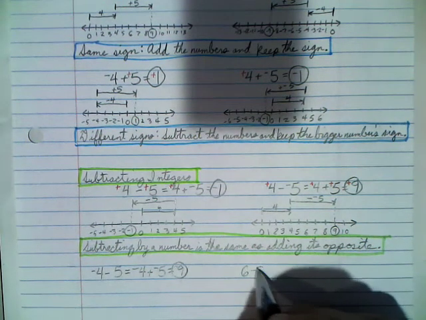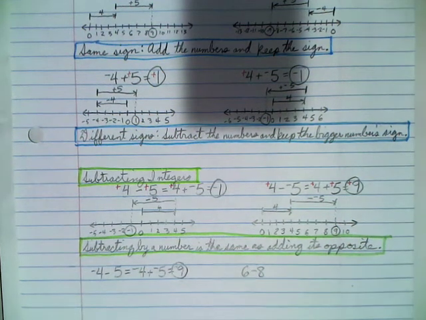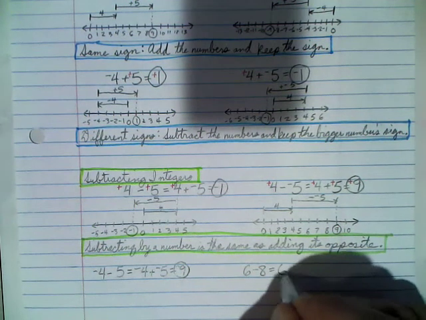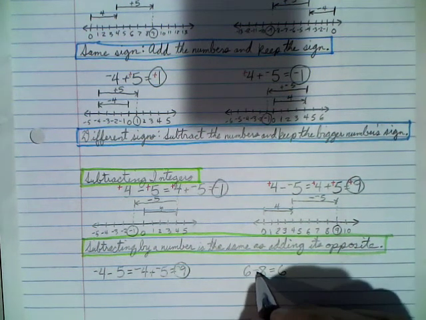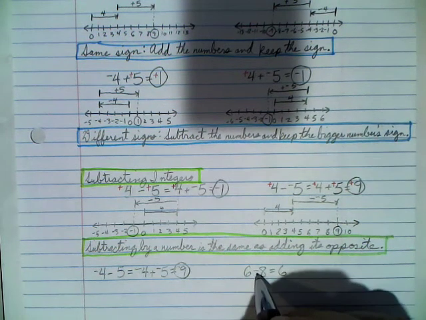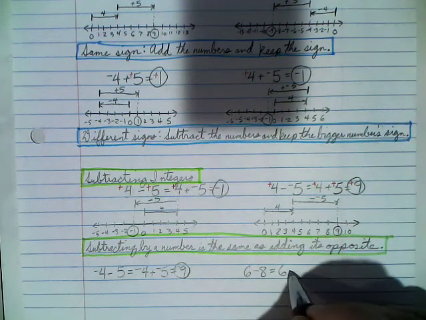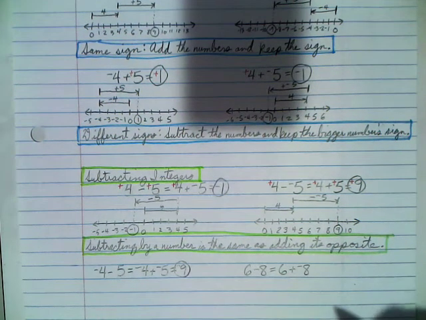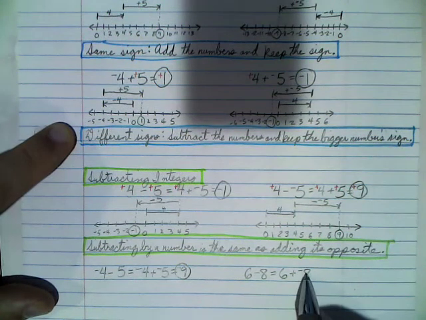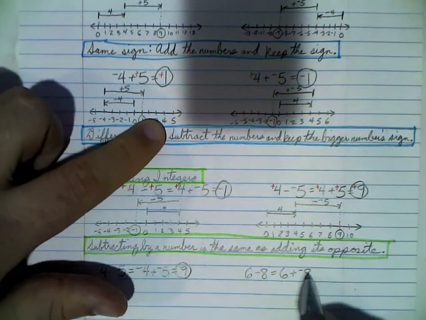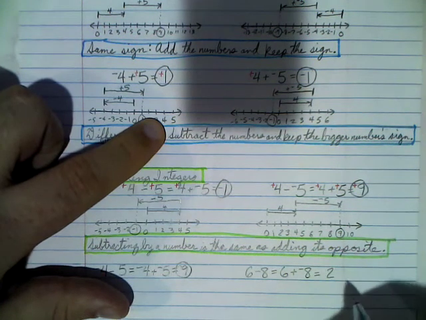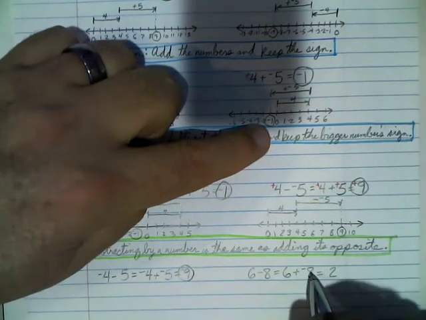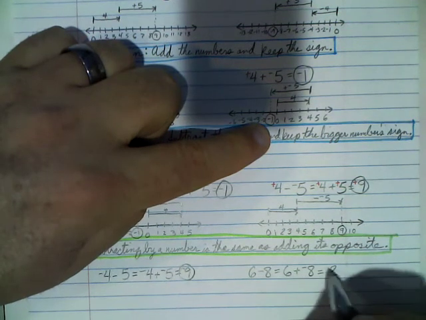6 minus 8, which you may actually be able to do as a subtraction problem, but still we want to practice this skill. So the first number stays the same, and then minus a number becomes plus its opposite. So this will be plus, and then since this is a positive 8, that'll become a negative 8. So these have different signs, because that's a positive, that's a negative. So we are going to actually subtract the numbers. So 8 minus 6 is 2. And then we're going to keep the bigger number's sign. So the bigger number is 8. It's negative, so this is a negative 2.